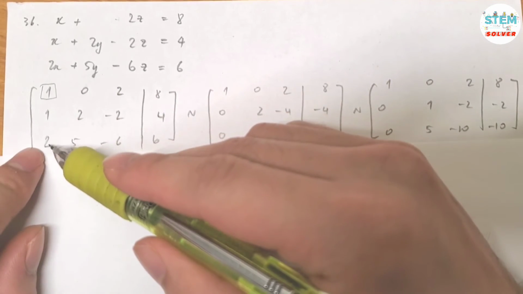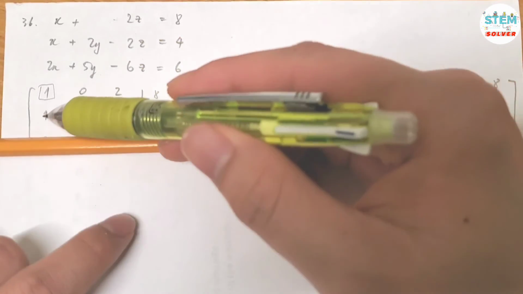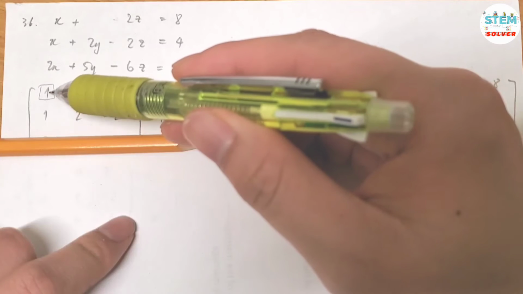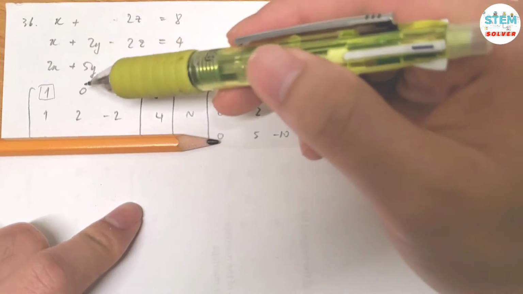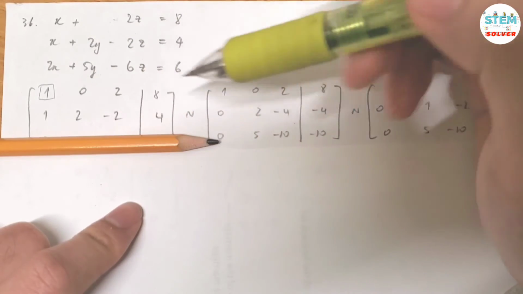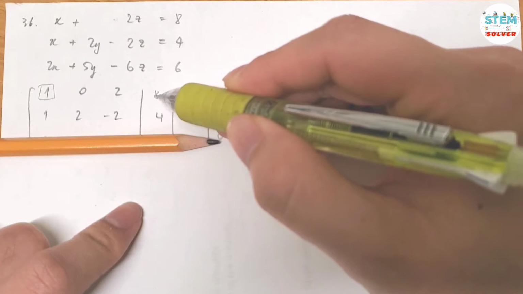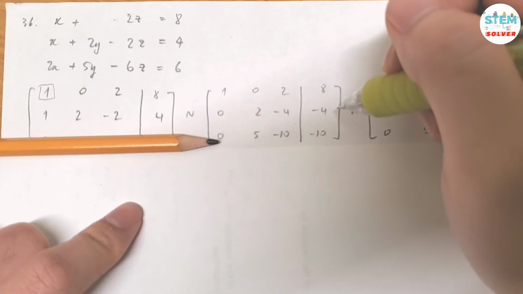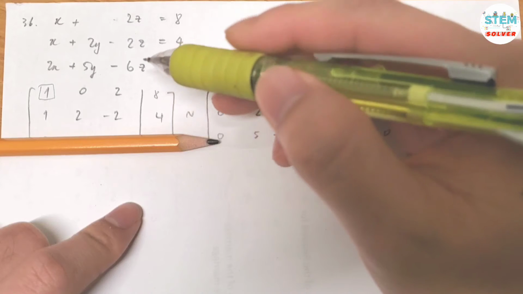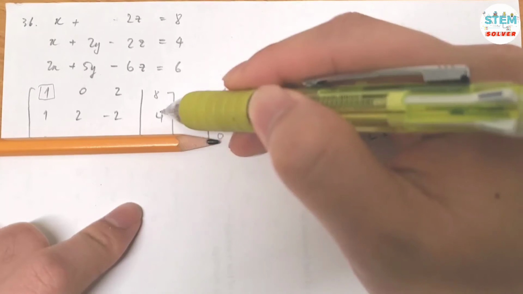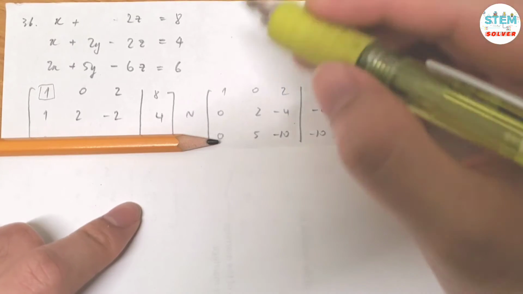For the second row and third row, I need to get this entry 0. How? Let's do the second row first. In order to get this 0, I need to multiply the first row by -1 and add it onto the second row. -1 times 1, -1 plus 1, 0. -1 times 0, 0 plus 2, 2. -1 times 2, -2 minus 2, -4. Oh, my bad. Multiply the first row by -1. -1 times 8, -8 plus 4, -4. Okay, now we're done with the second row.